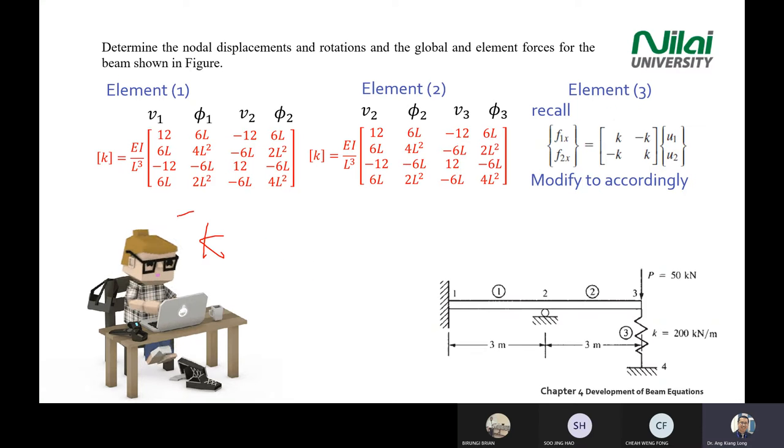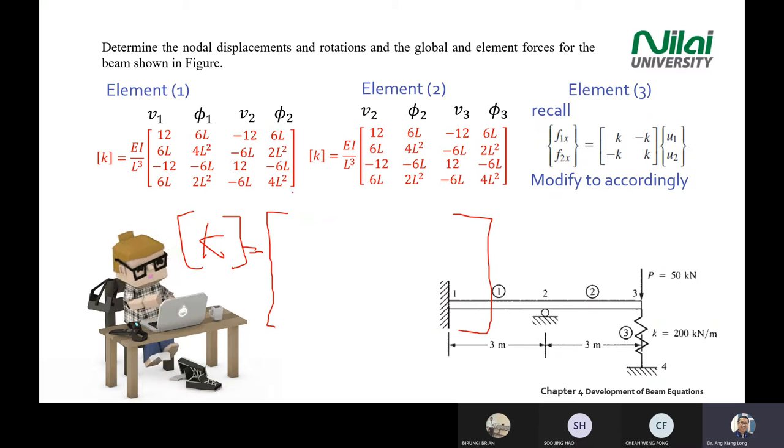Okay, let me write that draft for you. So how do you prepare the template for your big K? You just follow the point. So point 1, you have V1, rotation 1. Then followed by point 2, V2, rotation 2. Followed by V3, rotation 3. Then followed by point 4. Point 3 you already have, although it includes the spring, because we already agree that V3 is shared with the beam. Although the spring has V3, V3 is the same as the beam at point 3. So V3 is here. Point 4 only has 1, so you continue with point 4, V4.